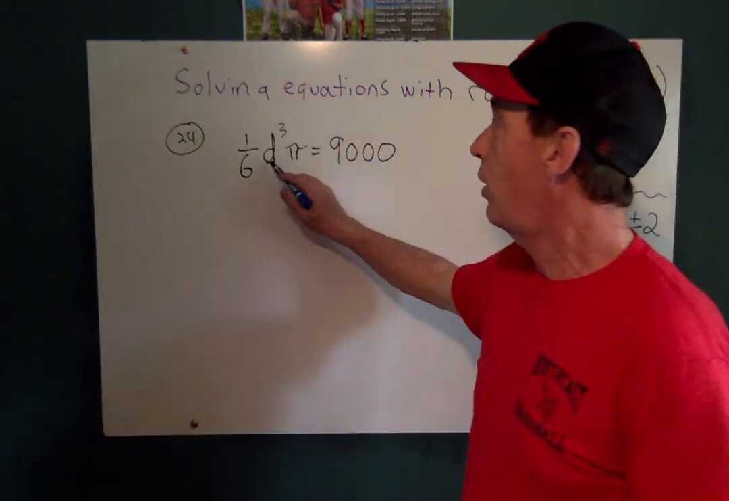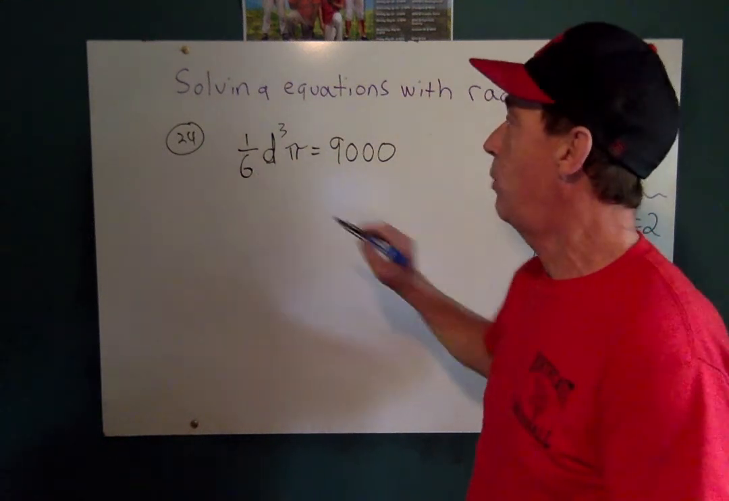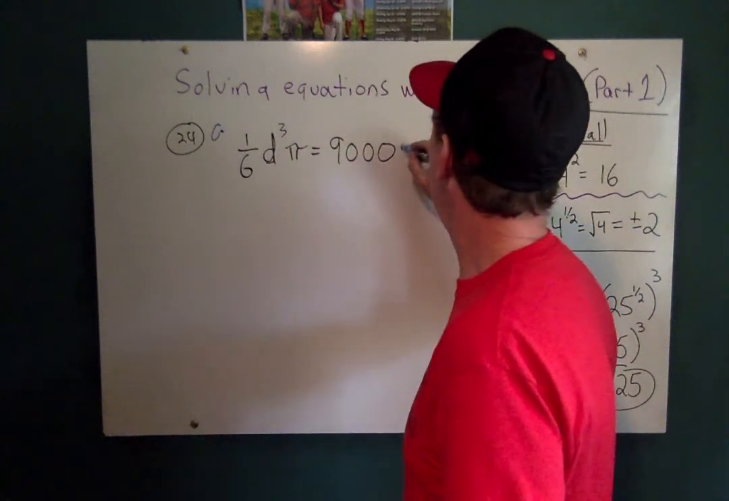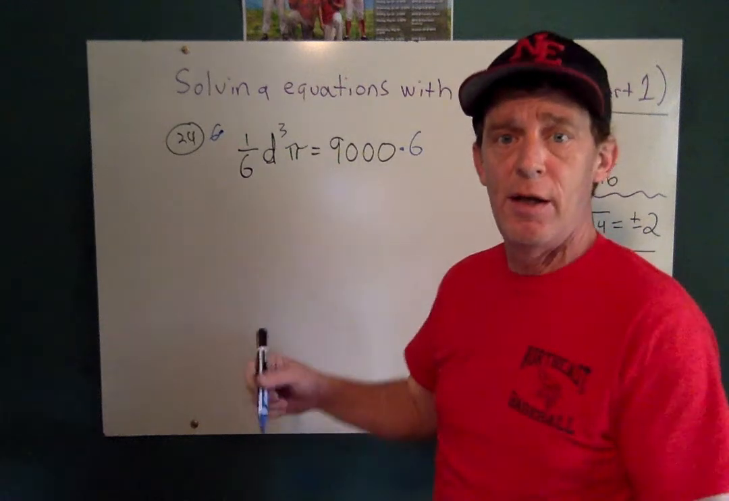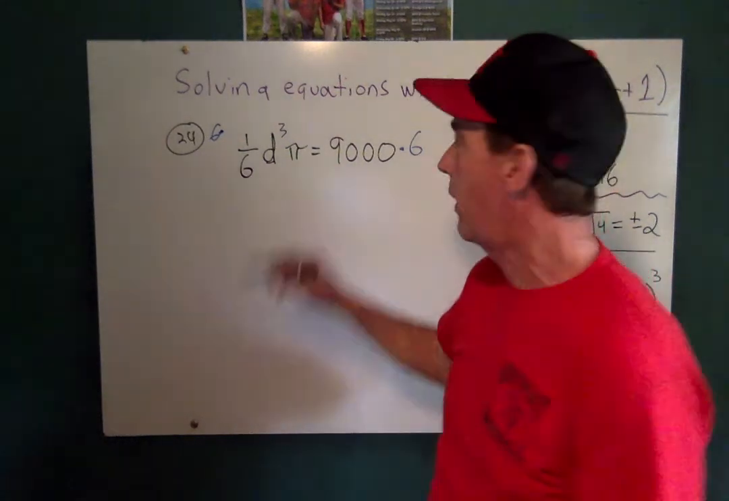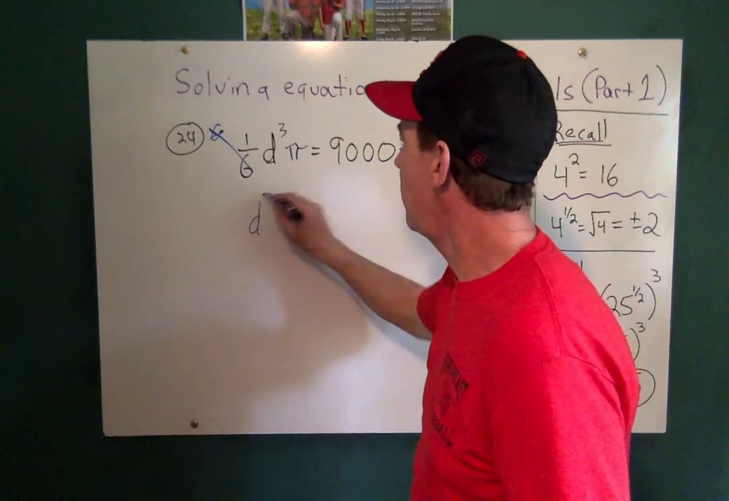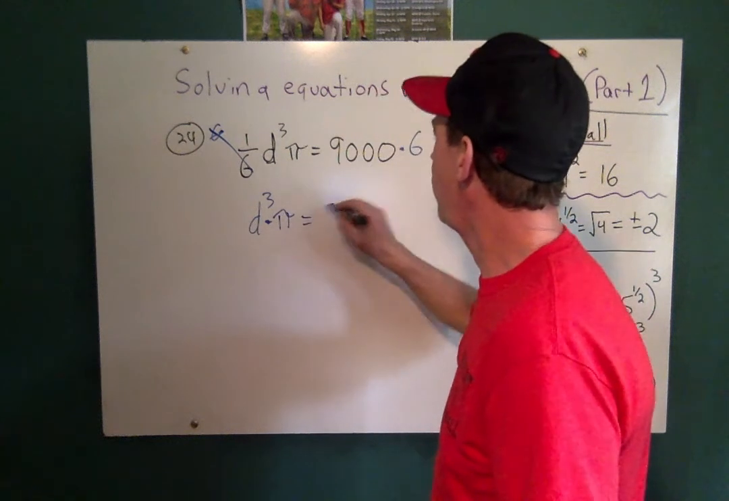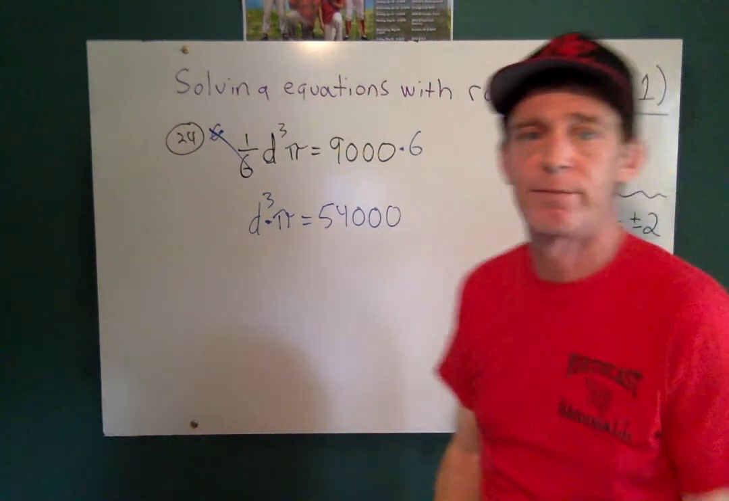Okay, what we want to do is isolate the variable that has the exponent. So we'll times by 6 on both sides is the first objective. And I took some liberties to actually do a little bit of calculation here. So what I'm doing, you would just do on your calculator. I did it on my phone calculator. These 6's cancel out, and I get d to the third power times pi is equal to 54 and 3 zeros.